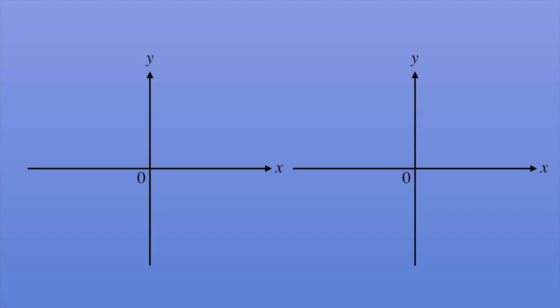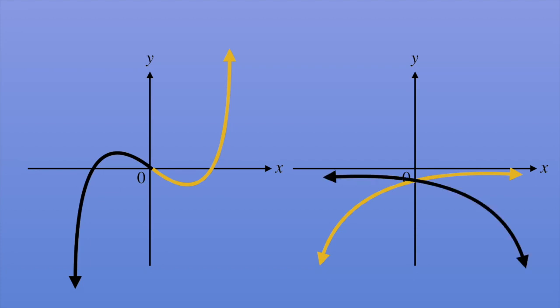So if we have a graph that looks like this, remember we need to flip it about the y-axis first, and then we need to flip it about the x-axis. And that's what it's going to look like. That's an odd function. Let's take a look at another one. So let's say I have this shape. Remember, I need to flip it about the y-axis first, and then I'm going to flip it up against the x-axis. And that's what that one will look like.